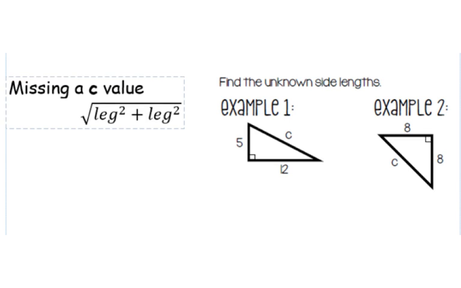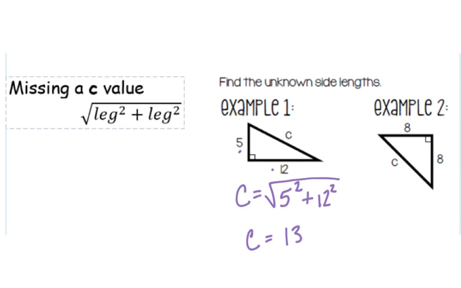All right, so we are missing a c value. We are missing the hypotenuse. So we can do c equals the square root of one leg, so 5 squared, plus 12 squared. And so when you calculate that, the hypotenuse is going to be 13. And always check, 13 is bigger than 5 and 12, so I'm good there.